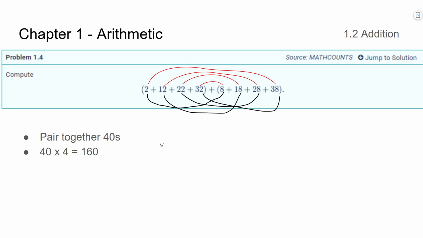do 2 plus 38, that's 40. 12 plus 28 is 40. 22 plus 18 is 40. 32 plus 8 is also 40. So they're all 40. So then you can do this nice and easy 40 times 4.